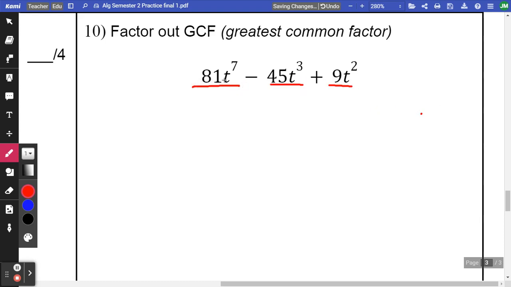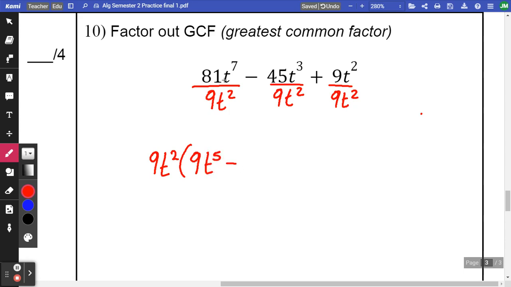All right, so all of these are divisible by 9t squared. The outside number, outside of the parentheses, is going to be that greatest common factor. So if we go number by number, first 81 divided by 9 is 9. And then the variables: we have t to the 7 divided by t squared. Subtract the exponents, we end up with t to the 5th power.